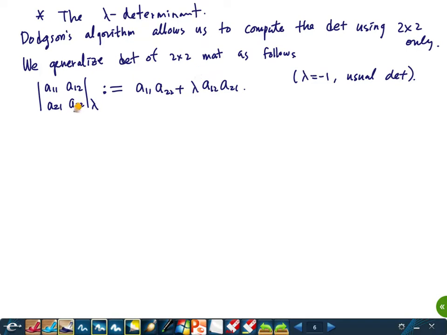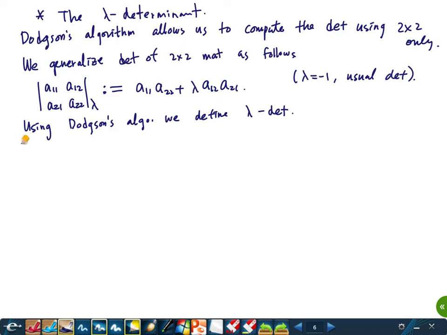If you define the determinant of a 2x2 matrix like this, how can you define the lambda determinant of an n×n matrix? Use Dodgson's condensation. Using Dodgson's algorithm, we define the lambda determinant just using this. Dodgson's algorithm requires only the determinant of a 2x2 matrix, and for the 2x2 matrix, we will use just the lambda determinant. That's it.